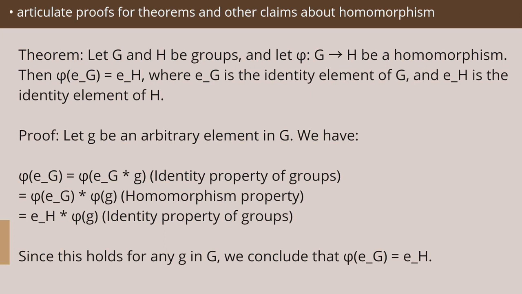We are now down to the third and last learning objective: to articulate proofs for theorems and other claims about homomorphisms. Theorem 1. Let G and H be groups and let phi: G to H be a homomorphism. Then phi of e_G is equal to e_H, where e_G is the identity element of G and e_H is the identity element of H.